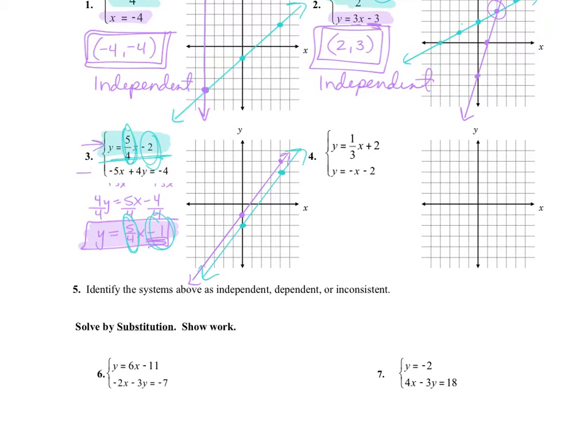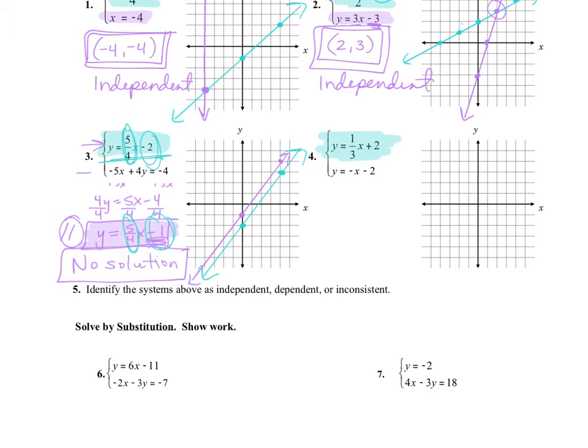Okay, so it looks like this. Notice those are not going to intersect. Those are parallel. And when lines are parallel, there is no solution, right? They're not going to intersect anywhere. So there is no solution to that when lines are parallel. Okay, then let's look at the next one.